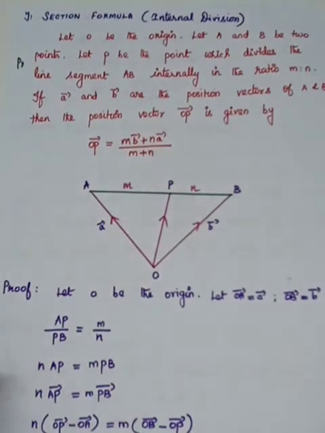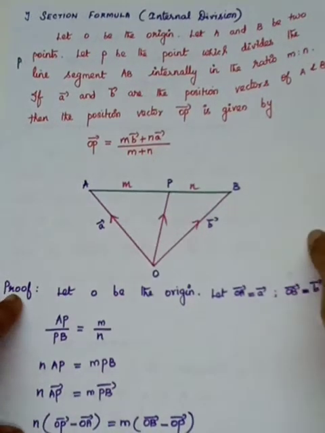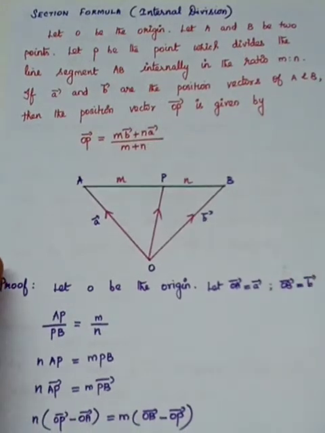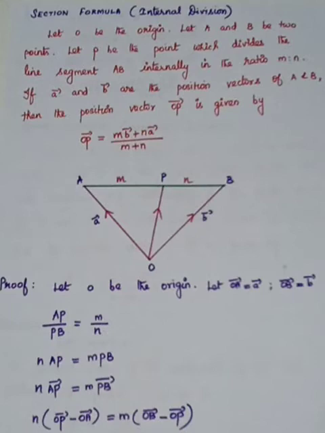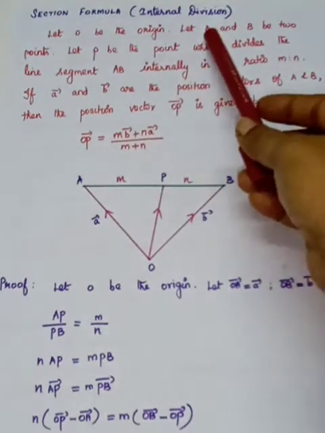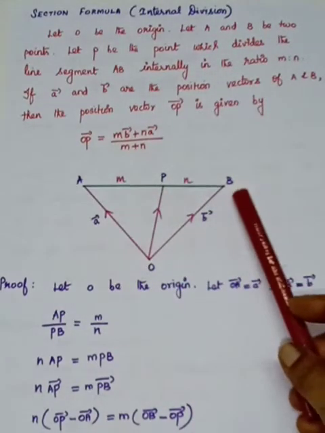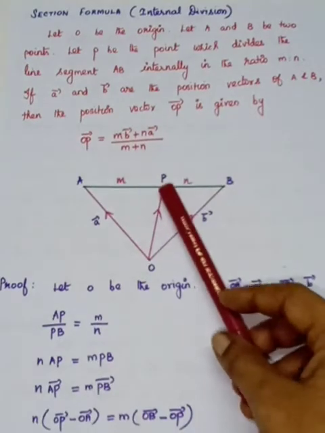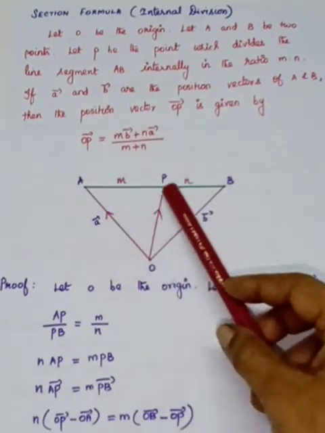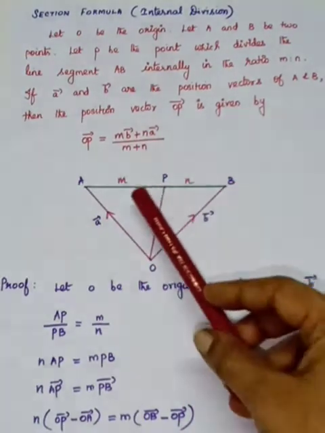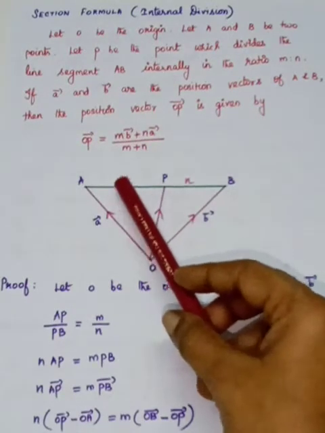You will have two divisions, internal division as well as external division. So now we are going to see the internal division. Let O be the origin. We have to take O as the origin. Let A and B be two points. Let P be the point which divides the line segment AB internally in the ratio m to n.